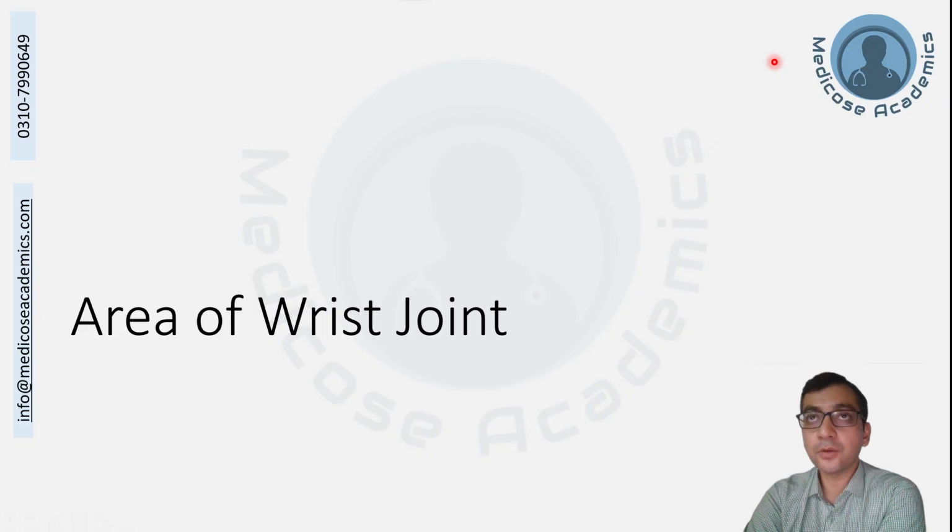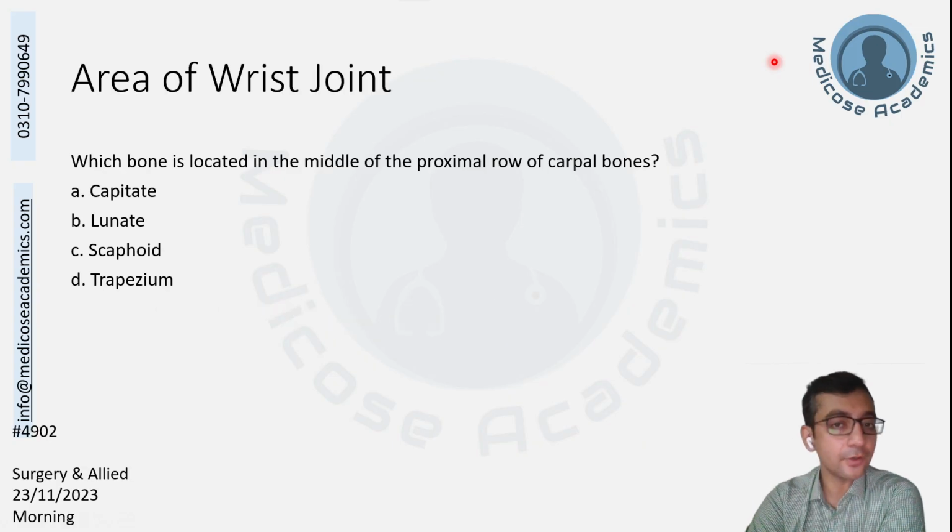Area of the wrist, it includes the structures that are passing around the wrist, especially the flexor retinaculum and the carpal tunnel. The area of the wrist joint. Which bone is located in the middle of the proximal row of carpal bones? The answer is the lunate bone.